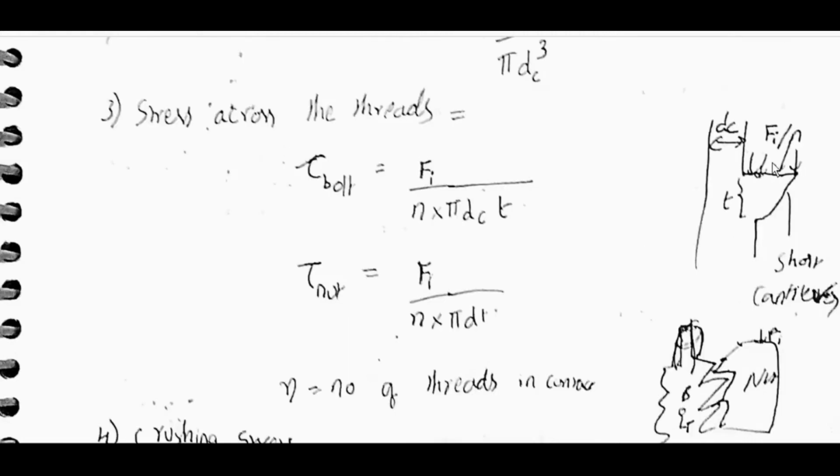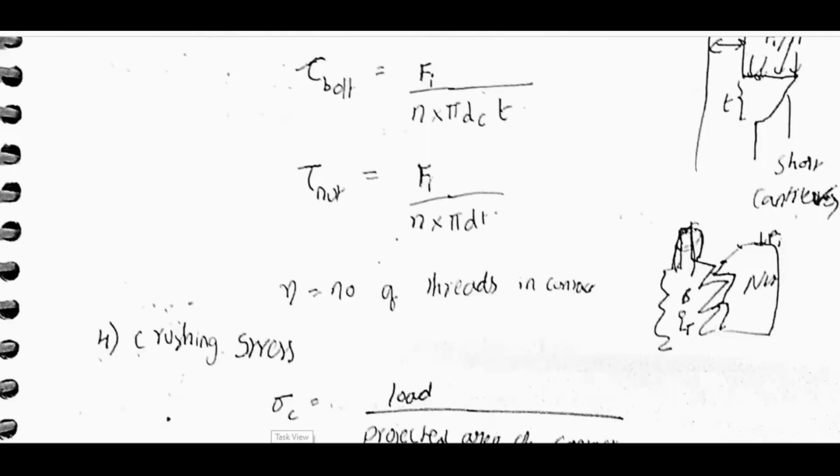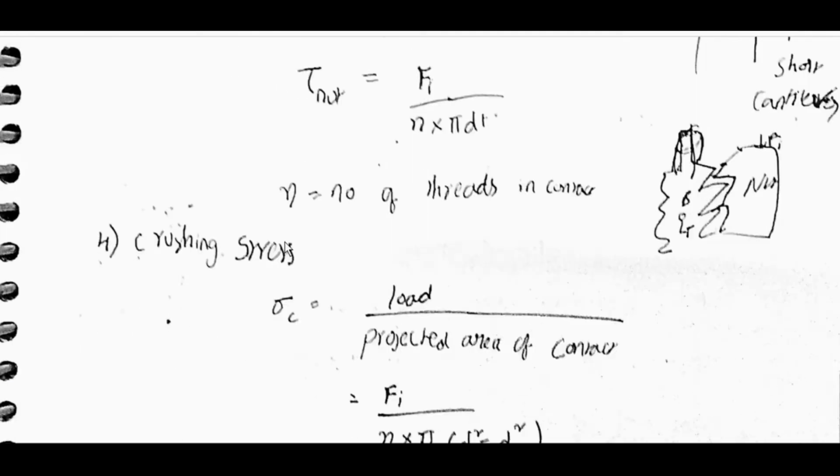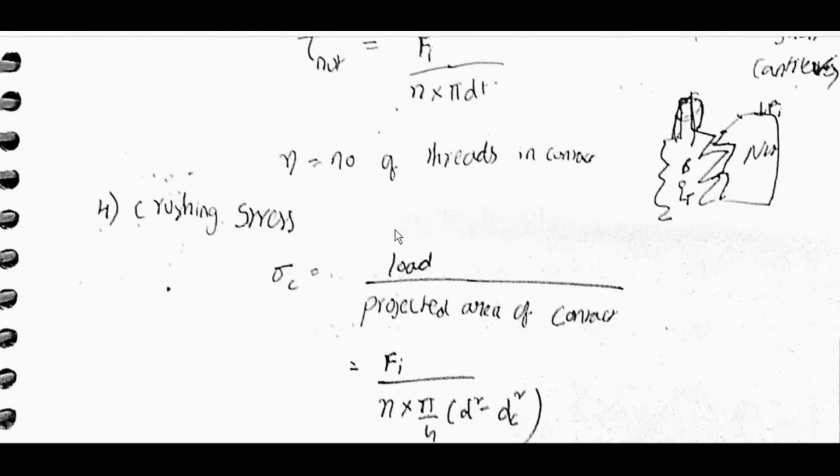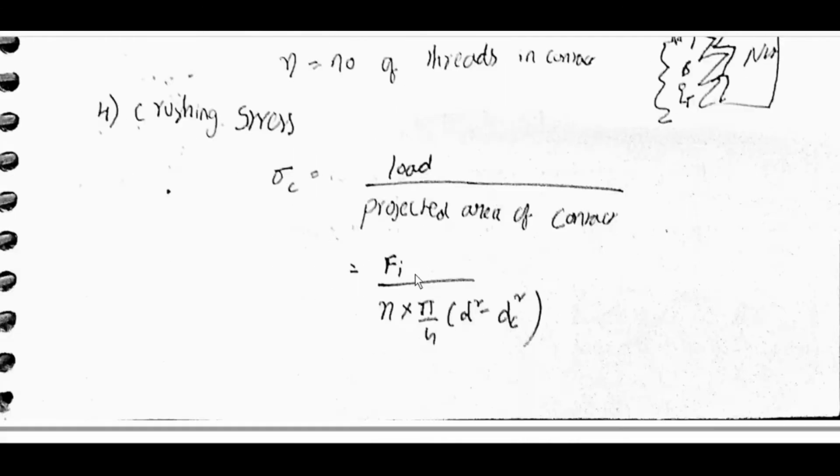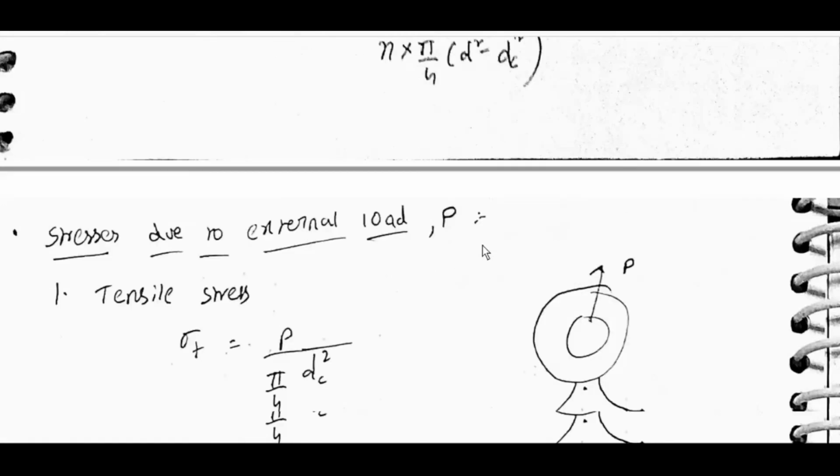Short cantilever Fi by N dc t. Crushing stress sigma c is equal to load by projected area of contact is equal to Fi by N into pi by 4 d square minus dc square.